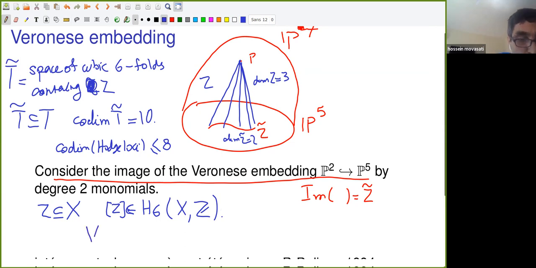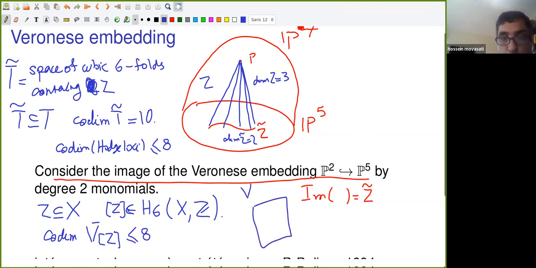And when I consider the corresponding Hodge locus, let's call this one V_Z. You see that its codimension is less than 8. So let's start from some point, let's say 0, it might not be Fermat. But the space of hypersurfaces containing this type of algebraic cycles, I called it T tilde. Actually T tilde is global, but my V_Z is local. This is of codimension 10, and this is of codimension 8. What it means is that T tilde locally is a proper subvariety of the Hodge locus.